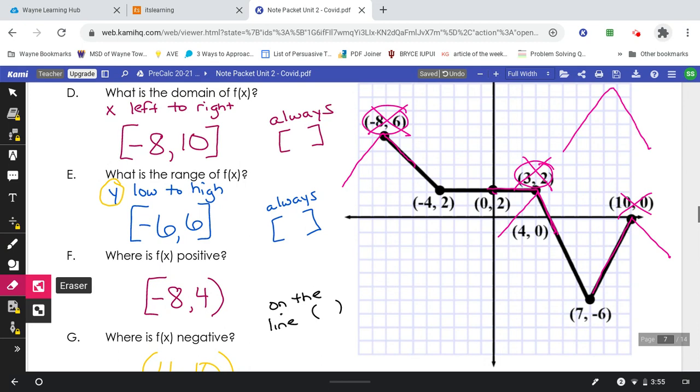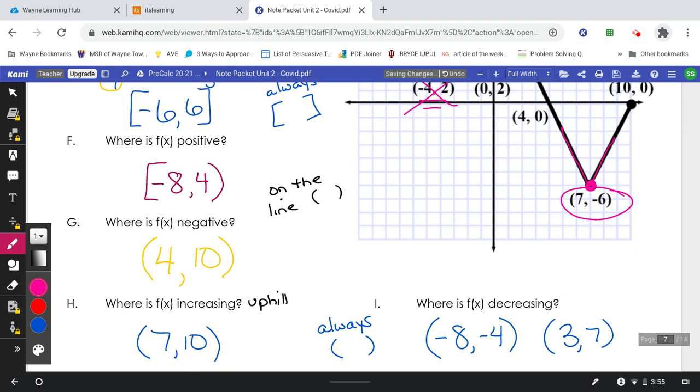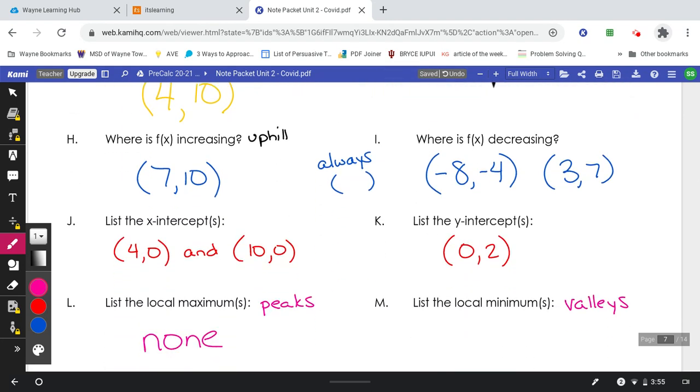Let's look for our minimums, our valleys. So in order for something to be a valley, it has to be going down and then up. This is my local minimum. That point right there, notice how it's going down and then up. Nothing else really works. You might think about that one, the (-4, 2), but again, it goes down, but it doesn't come back up. So my only minimum is (7, -6). And you can just name the entire point.